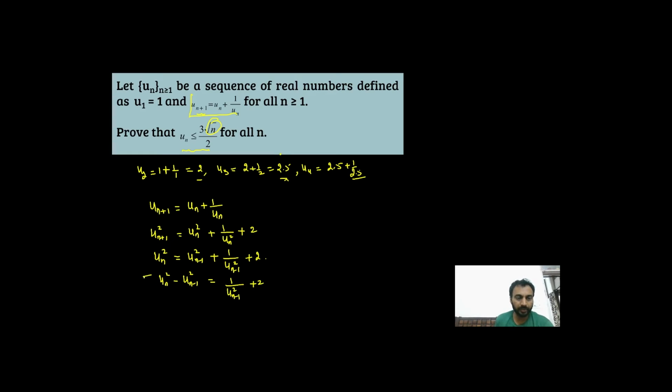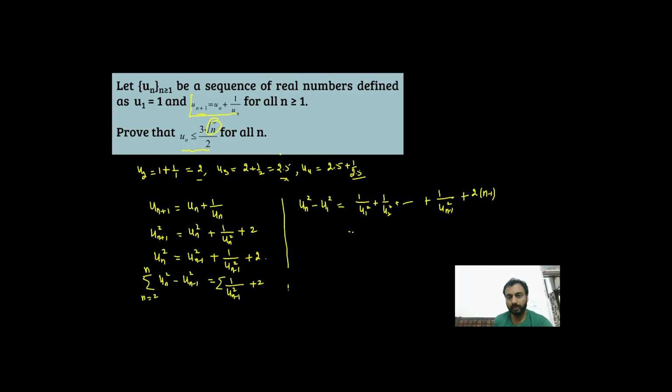So to find u_n, we can do the summation both sides. So if we do this from 2 to n, in the left hand side we get u_n^2 - u_1^2. In the right hand side, as we are applying n from 2 to n, we have 1/u_1^2 + 1/u_2^2 up to 1/u_{n-1}^2, plus 2 times (n-1), right? Because we have n-1 terms here.